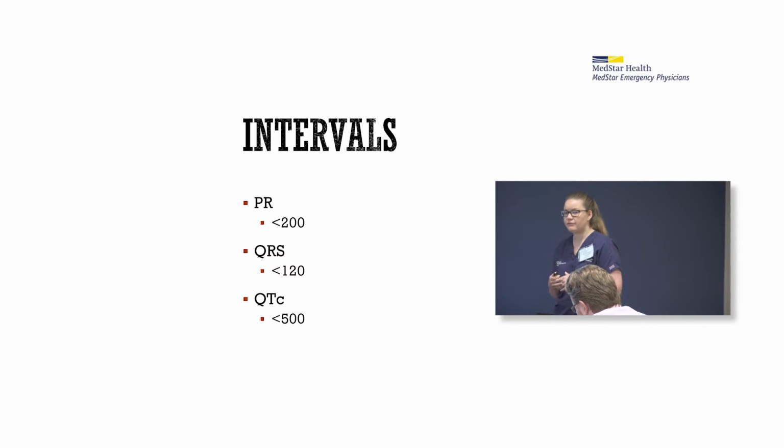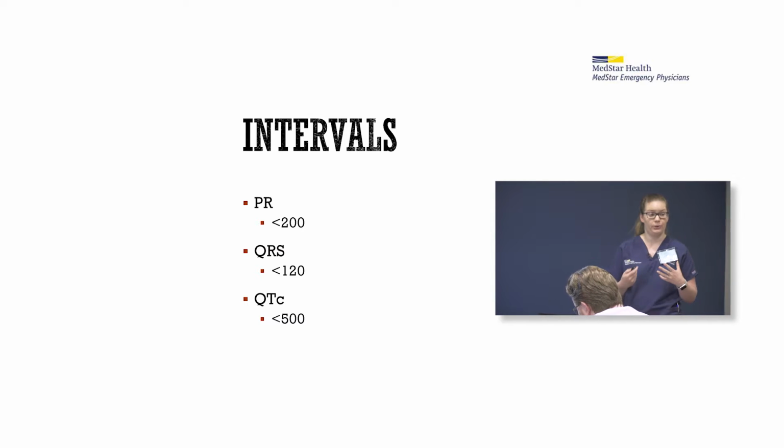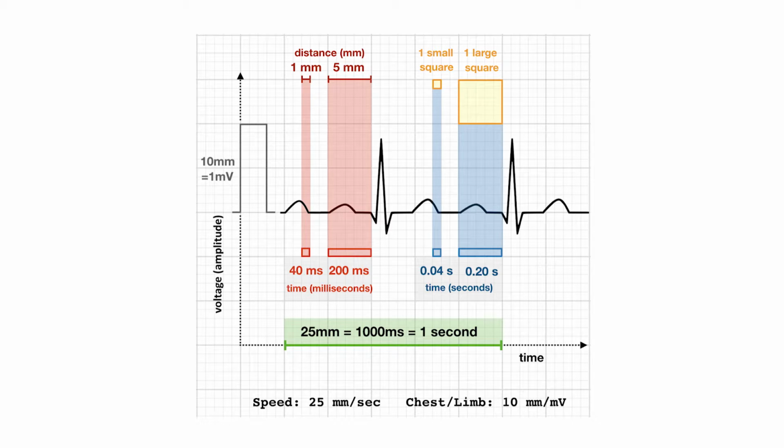And then your QTC for the purpose of the ER should be less than 500. The textbook answer is 450. In general, in the ER, most of us will use 500 as our idea of when it's starting to get long and you need to worry about it. This is just a quick review.